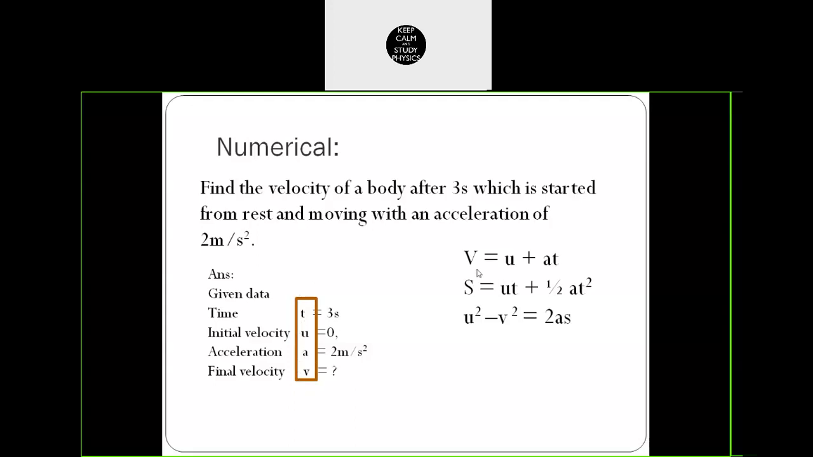Only the first one. The second one contains displacement, but we do not have displacement. The third one also contains displacement, but we do not have displacement. So only the first equation contains the terms which involve all the physical quantities. In this way, you have to identify the equation which is helpful to solve the problem. Is it okay, everyone? Do you understand what I'm saying?